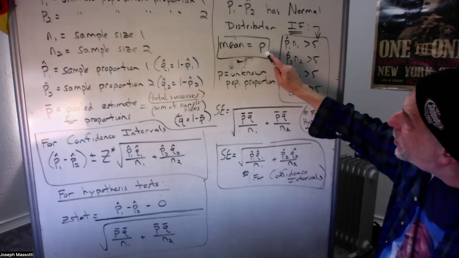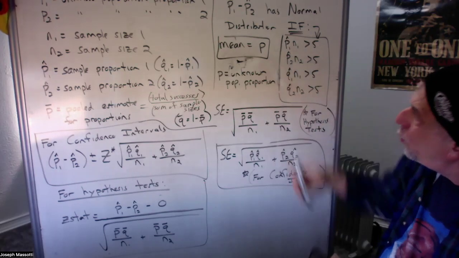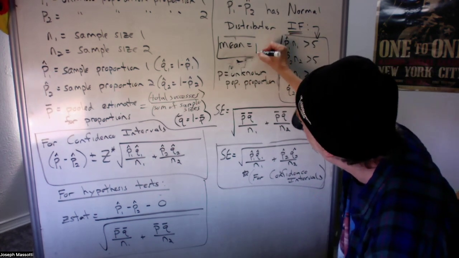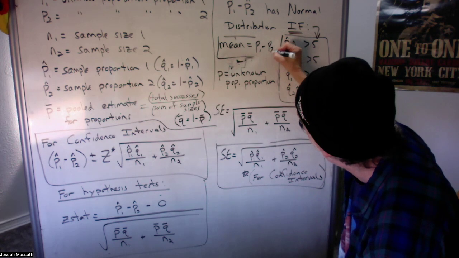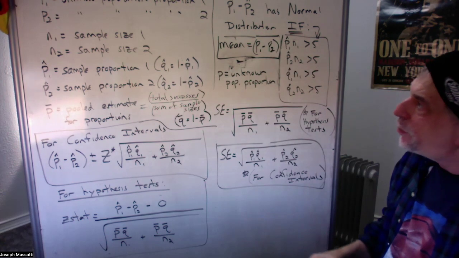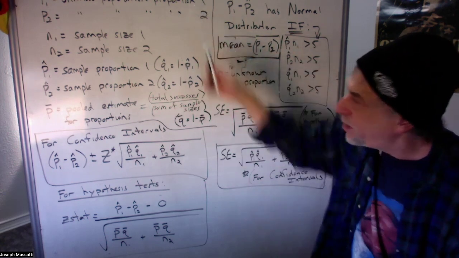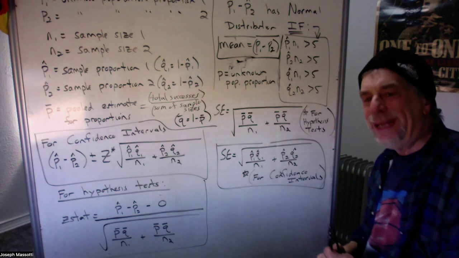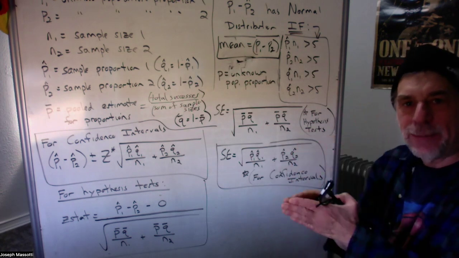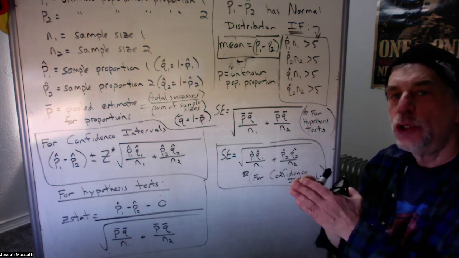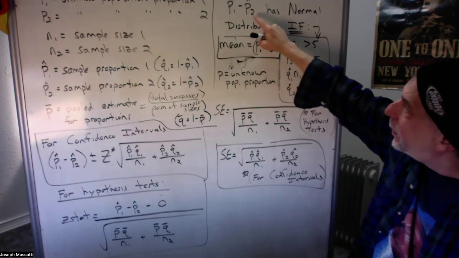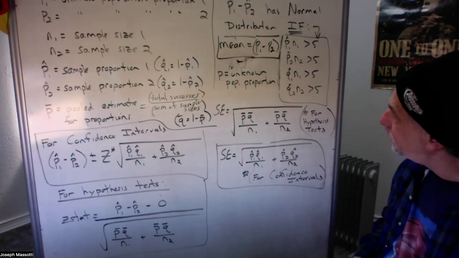The sampling distribution is going to have a center at the unknown difference between the population proportions. So P1 minus P2 is going to be the mean of the sampling distribution, right? Those are unknown, remember, just like the unknown population means. The difference between those two unknown means was the center of the sampling distribution for the difference between two means. This is the mean of the sampling distribution for the difference between two sampling proportions.